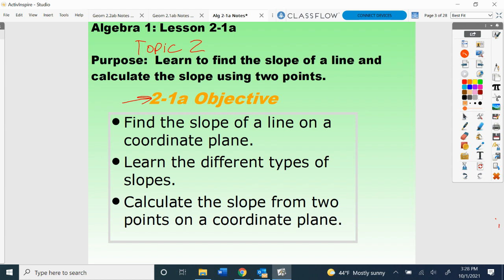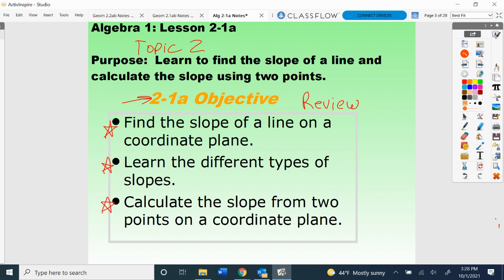And what we're going to do, this should be a review from 8th grade math and pre-algebra. Okay, so this shouldn't be anything new. It should be something that you have done before. We're just reviewing so that we can get ready for what we need to do in algebra. Okay, so the first thing we're going to take a look at is how are we going to find the slope of a line. We're going to take a look at different types of slopes that are out there. And then what we're going to do lastly is we're going to review how to calculate the slope if we have 2 points from a coordinate plane.